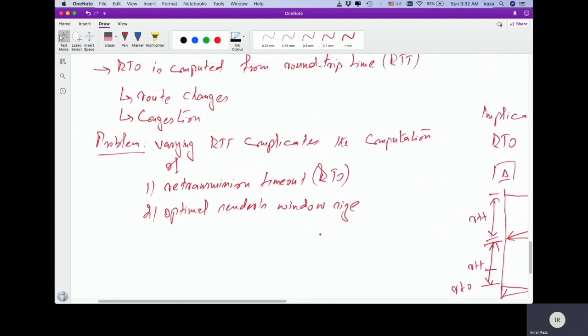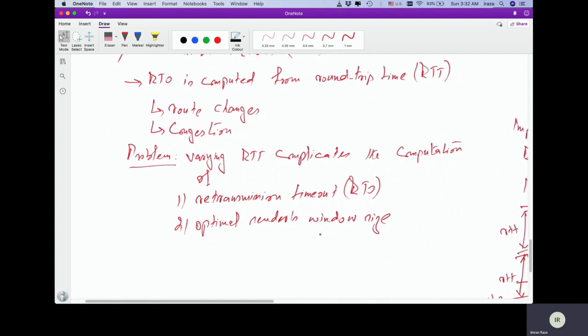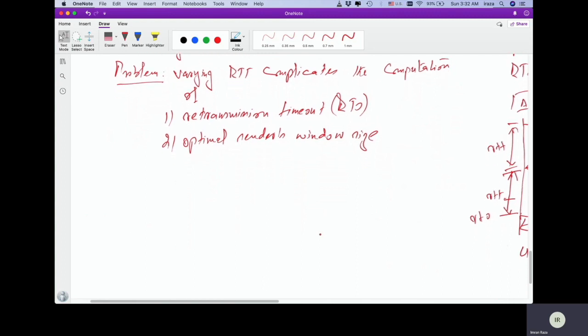So I hope, students, it's clear to you how the retransmission timeout can be affected because of the varying RTT, and how varying RTT complicates the computation of the retransmission timer. So that's why the time that we are interested in calculating as the retransmission timeout must adapt to the actual and current RTT. So rather than considering only the current RTT, we also need to have the actual RTT, right?